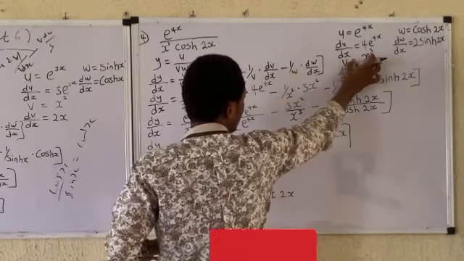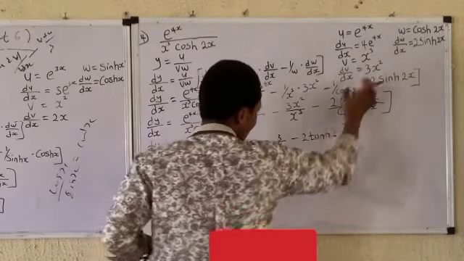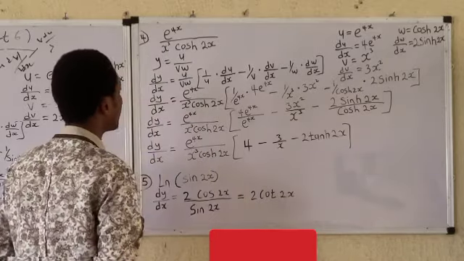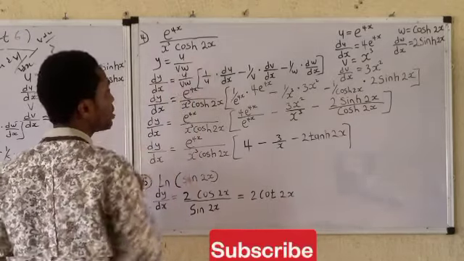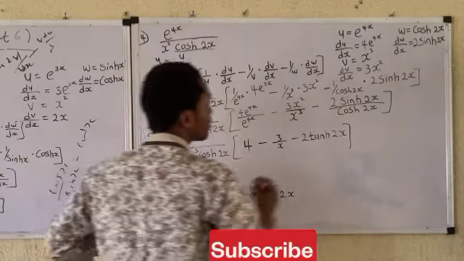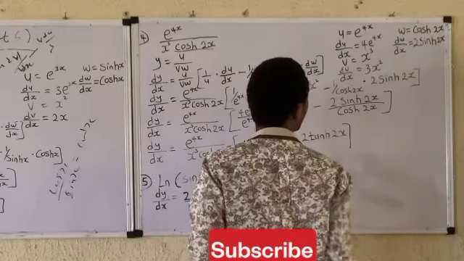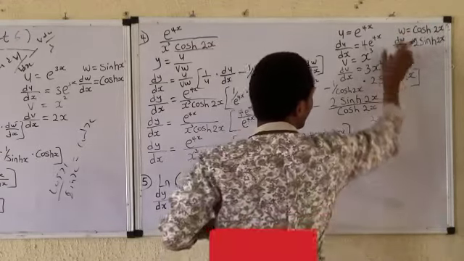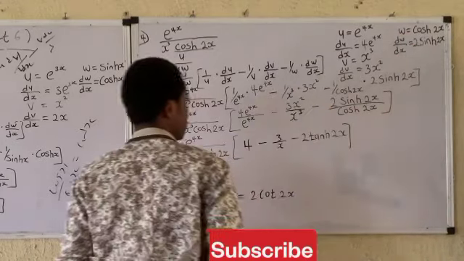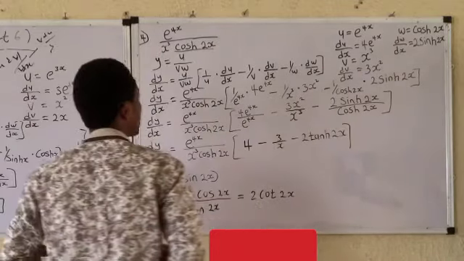The derivative of v with respect to x, dv/dx, where v is x raised to the third power, gives us 3x squared. Now the last portion, w, will be our cos 2x. As we said earlier, the differential form of w, dw/dx, equals -2 sin 2x. That is the differential form of cos 2x.